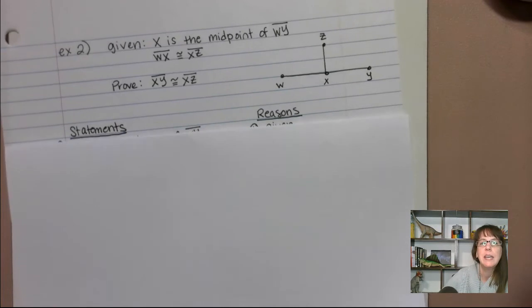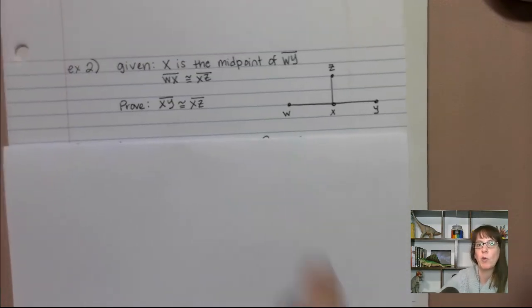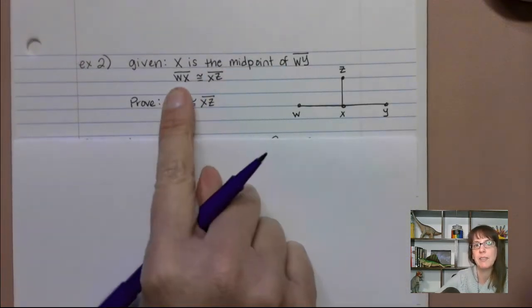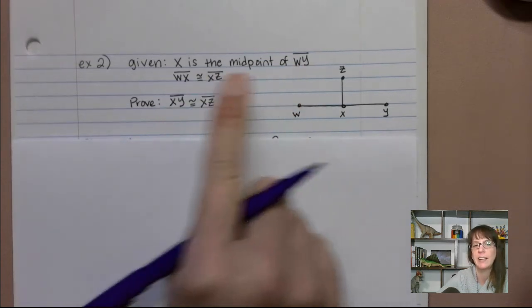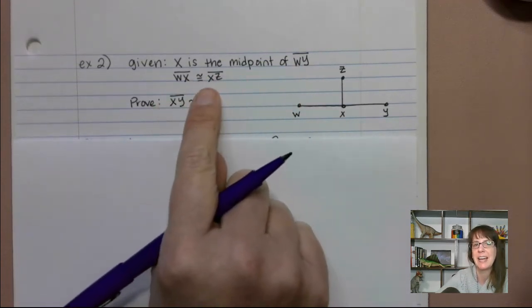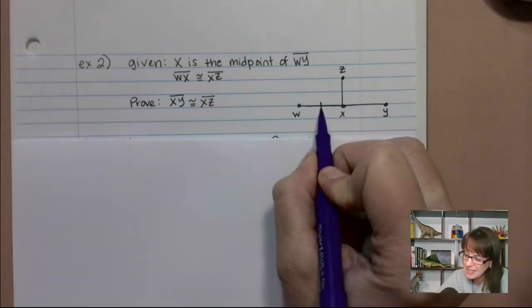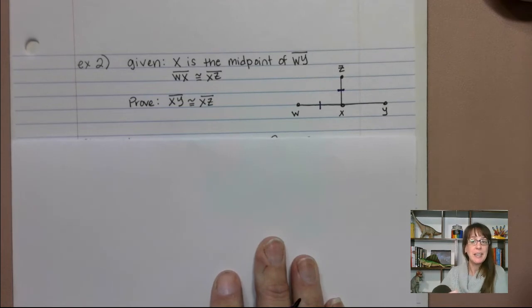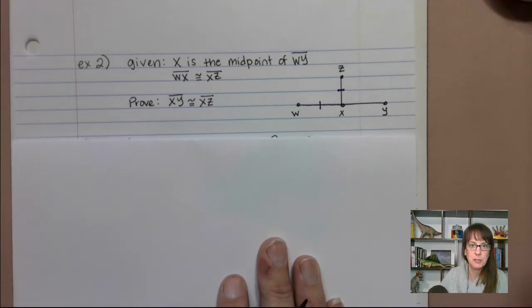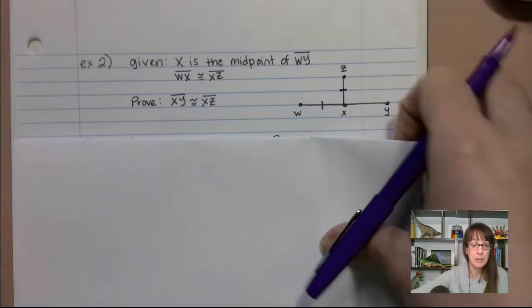Okay, so given that X is the midpoint of WZ, and that WX is congruent to XZ. Okay, so WX is congruent to XZ. Earlier I said the first thing you want to do is ask yourself if segment addition postulate would help me. But what you really want to do is your givens, right?